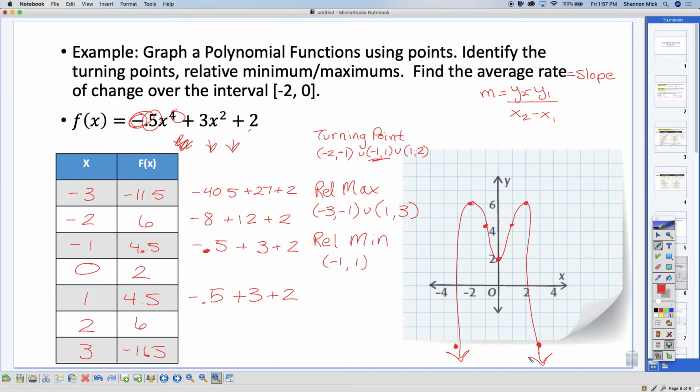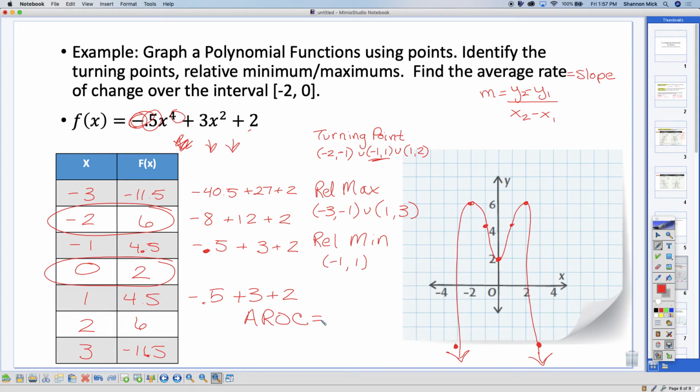Okay, so what else do I need? The average rate of change. So -2 and 0 are what? X's or Y's? X's, so I need the Y's. Did I do that for myself? Right there. Correct? 6 and 2. So I need the average rate of change, which is the same as the slope.